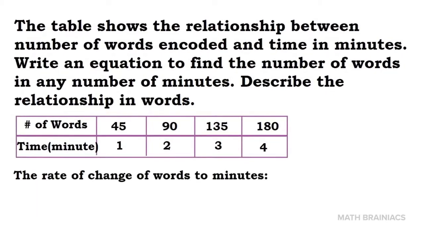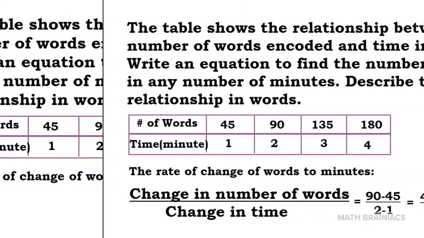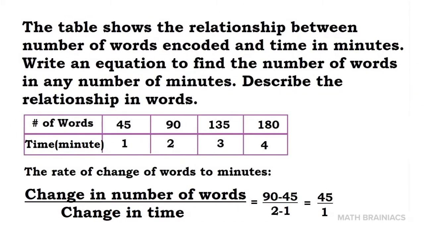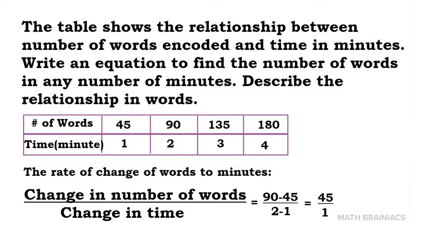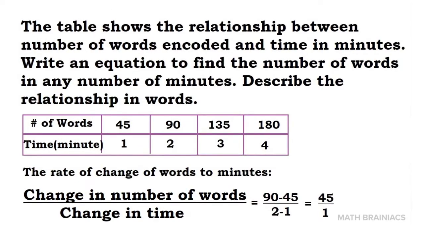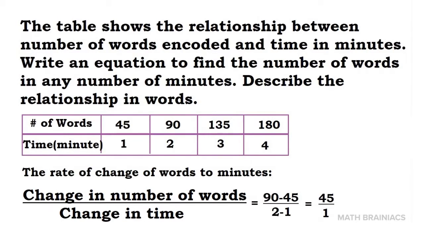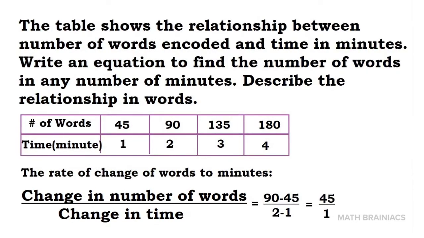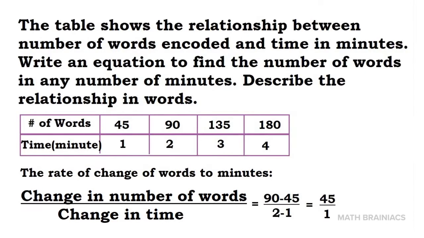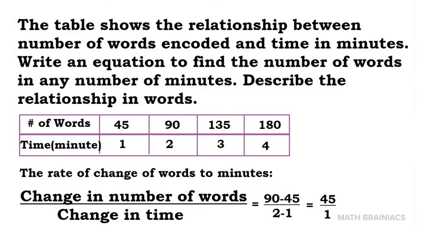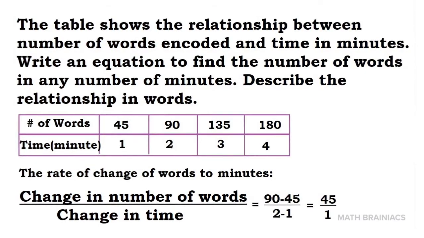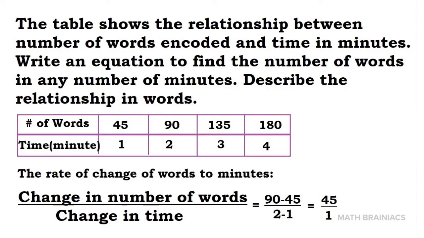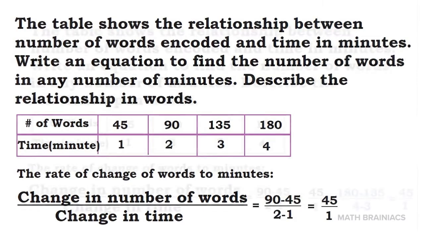Let us work on the rate of change of words to minutes. The rate of change of words to minutes means the change in number of words all over the change in time. Let us take the values of the first two columns. 90 minus 45, which is the change in number of words, will give us 45. And 2 minus 1, which is the change in time, will give us 1. Accordingly, the rate of change of words to minutes will give us 45 all over 1.